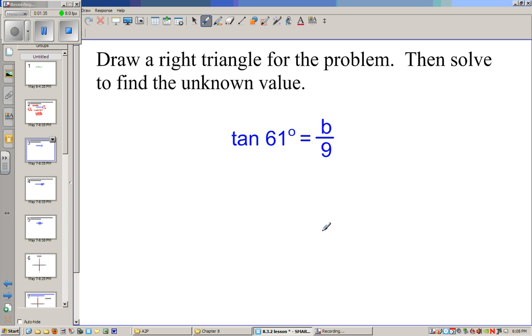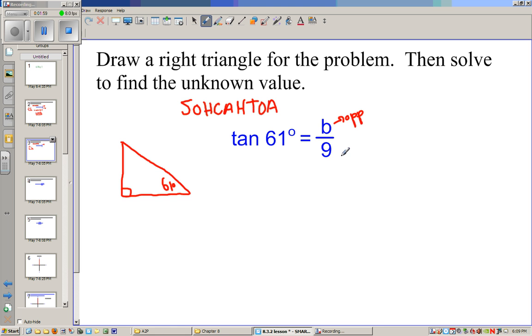Here's our second example. Again, we're going to draw our triangle. Here they say tangent of 61 equals b over 9. So SOHCAHTOA, right up here for a reminder. I'll put this angle here as 61 degrees again. And tangent is opposite over adjacent. So b is going to be our opposite, and 9 will be our adjacent side. So if we look at our triangle, my opposite is going to be b right here, and my adjacent side to this angle is 9.